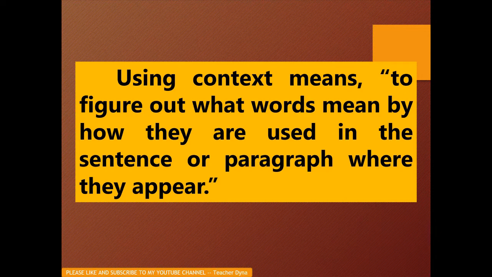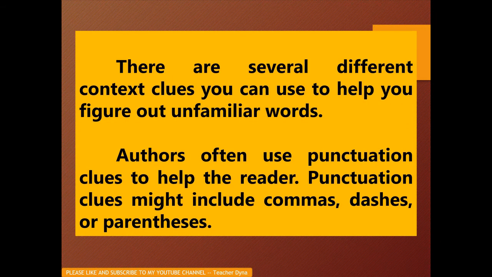Using context means you figure out what words mean by how they are used in the sentence or paragraph where they appear. There are several different context clues that you can use to help you understand those unfamiliar words. Authors often use punctuation clues to help the reader. Punctuation clues might include the commas, the dashes, or parentheses.